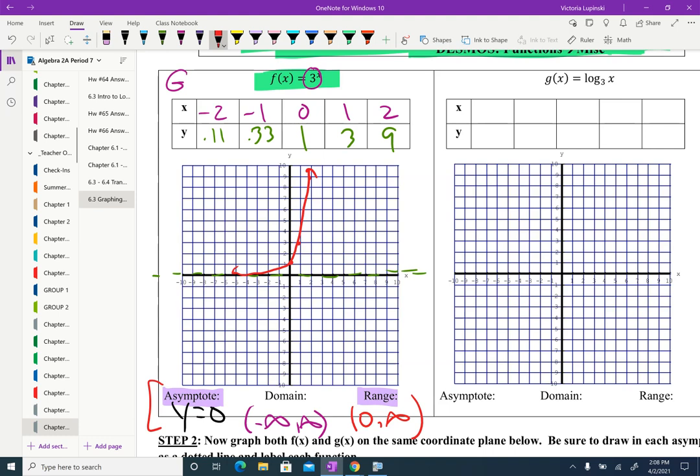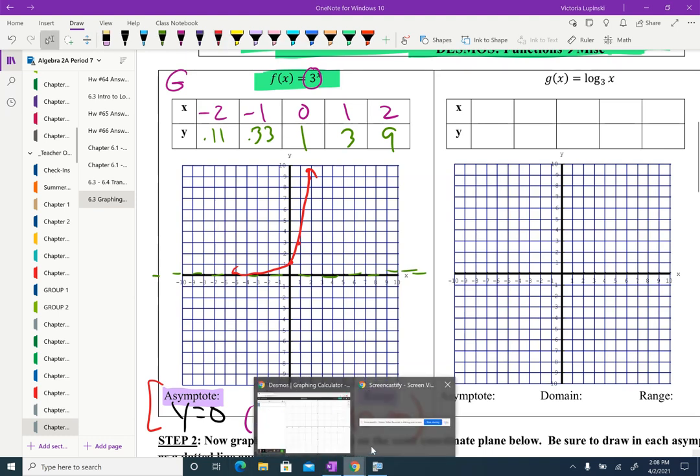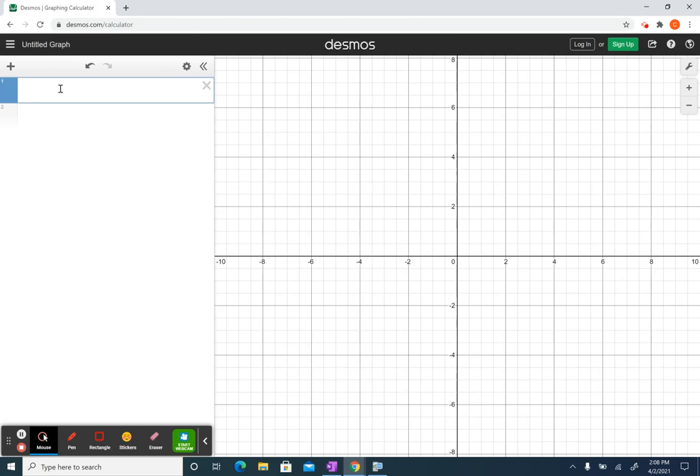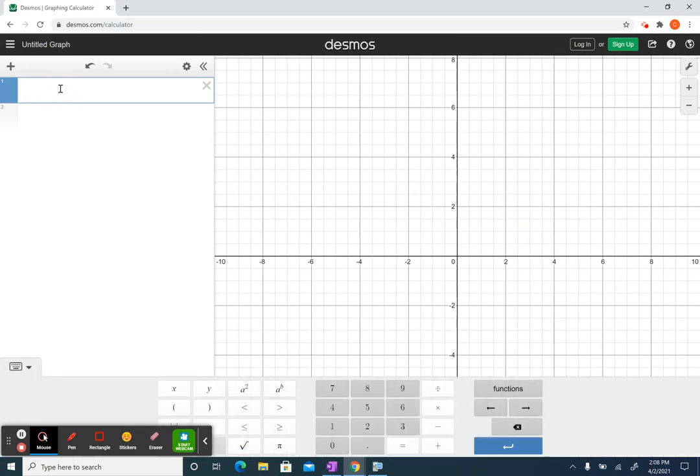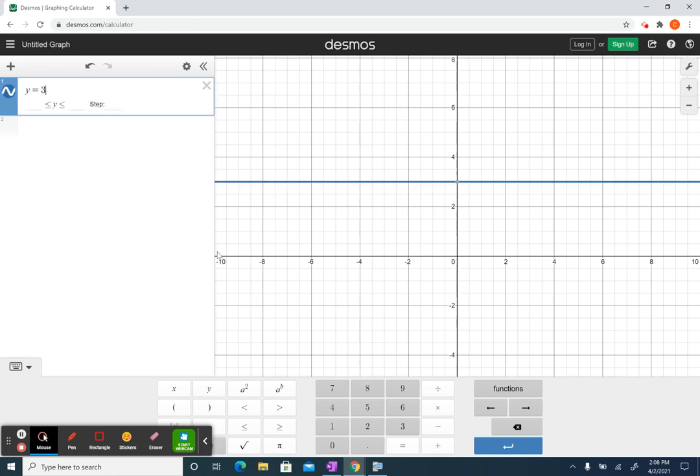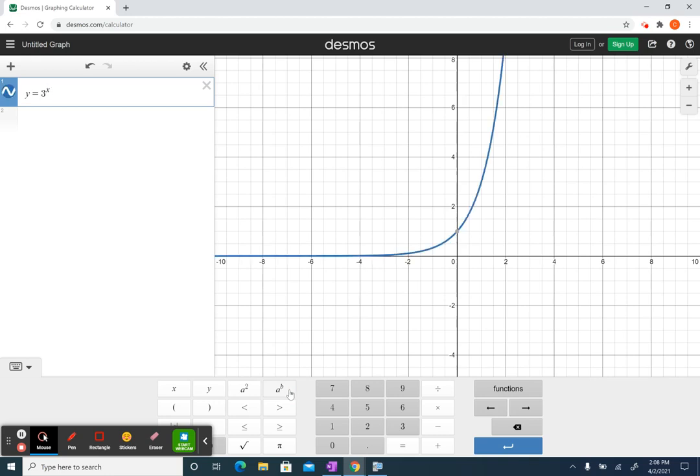How would you do that same exercise if you were using Desmos? If you pull up Desmos and bring up the graphing calculator, you can type in y equals 3, and then use the exponential button, which would be 3 to the x. You can see that it's going to give you the same picture, with a slightly different scale. Again, the asymptote is not shown to you, so you have to make sure that you know that it's there.